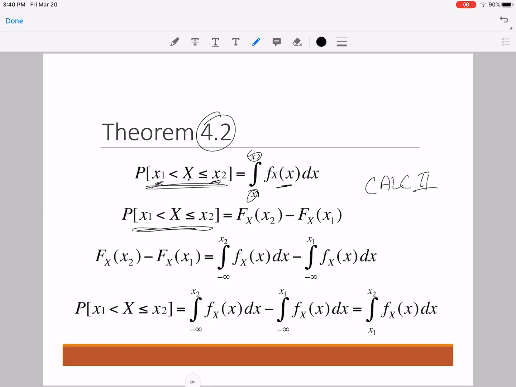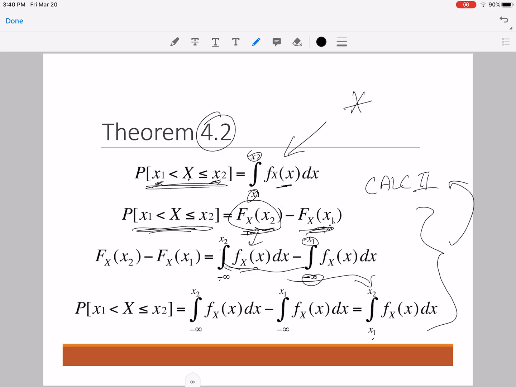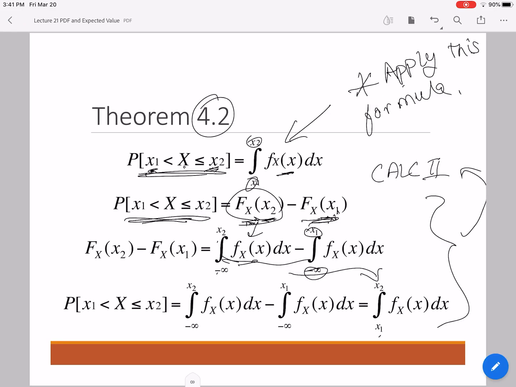If you have to evaluate this probability using the CDF, you would subtract the CDF values at the endpoints of the interval. So this probability is equal to F of x2 minus F of x1. Now, each of these CDF terms can be written as an integral of the PDF: the first from negative infinity to x2, and the second from negative infinity to x1, using the previous theorem. Using Calc 2 principles, you can combine these two integrals into a single one from x1 to x2. We will not be worried too much about how we got to this point because it's a Calc 2 principle, but we'll be very interested in applying this formula to calculate probabilities. So that's theorem 4.2.